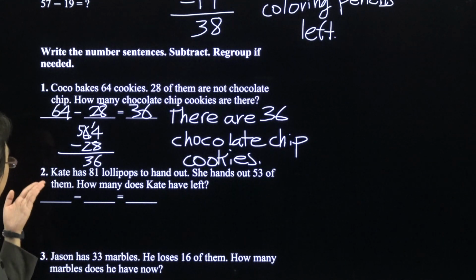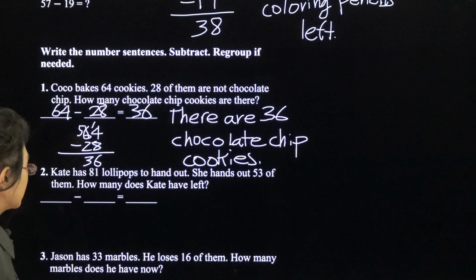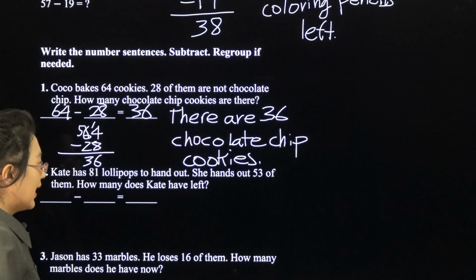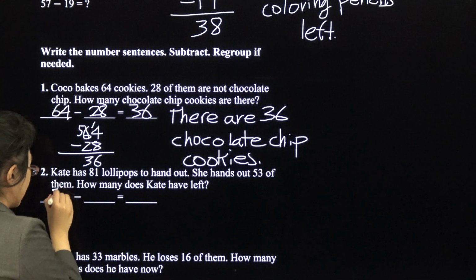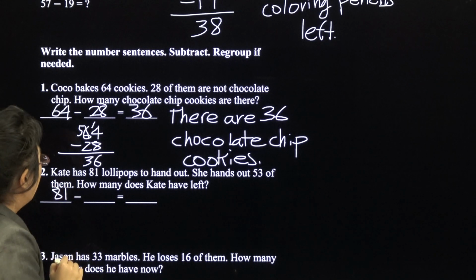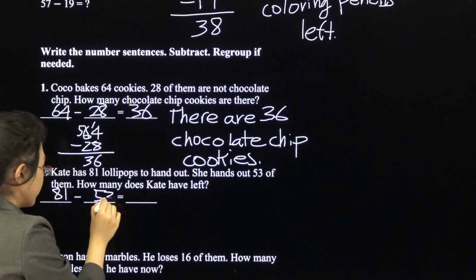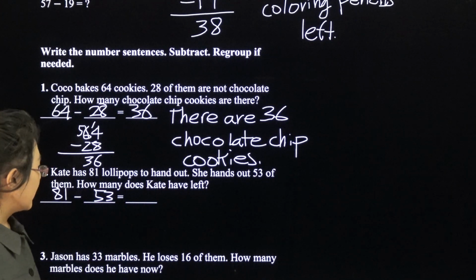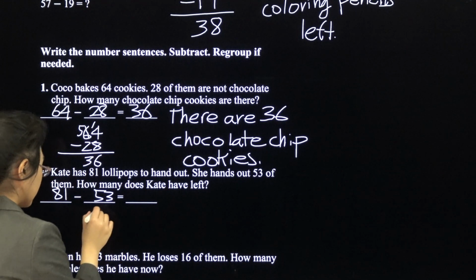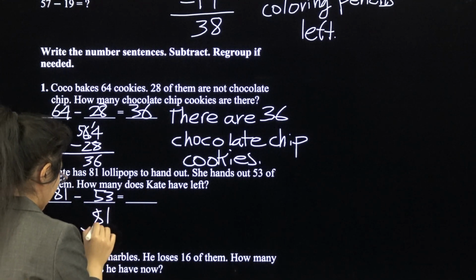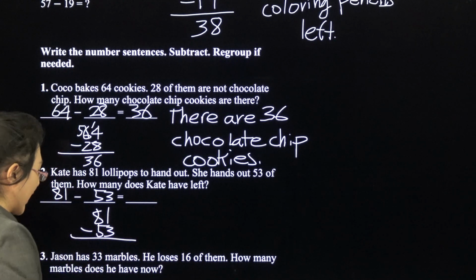Okay. Kate has 81 lollipops to hand out. She hands out 53 of them. How many does Kate have left? She originally has 81, so that's 81 minus 53 equals the amount that Kate has left. So 81 minus 53, we line them up, start from the right.